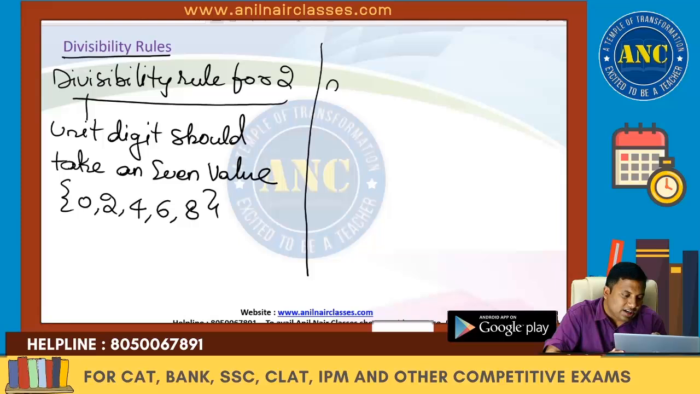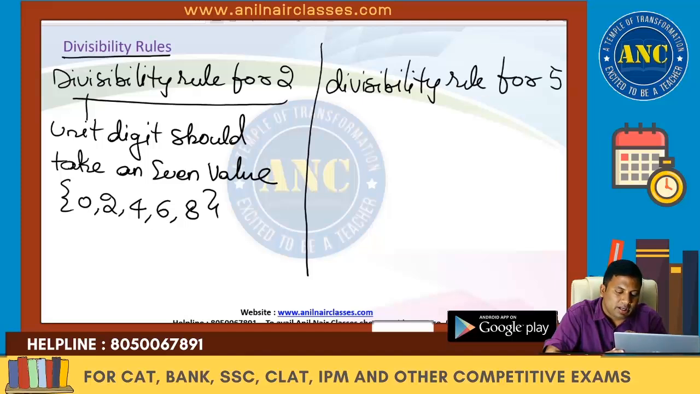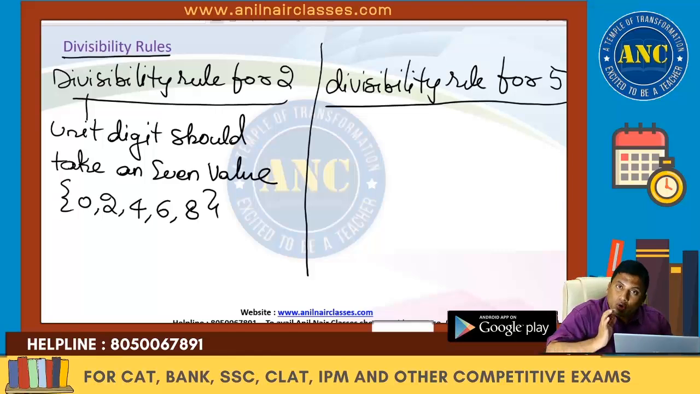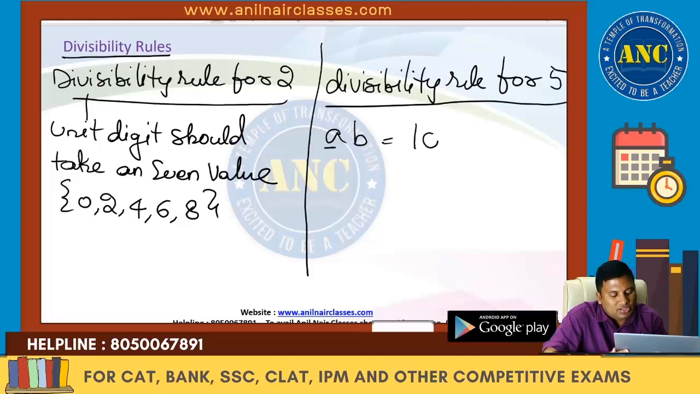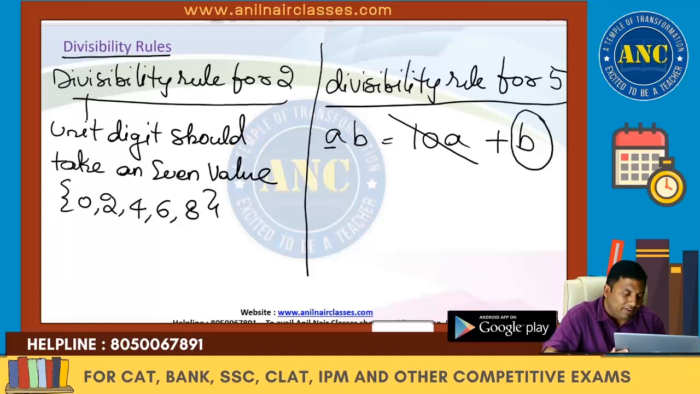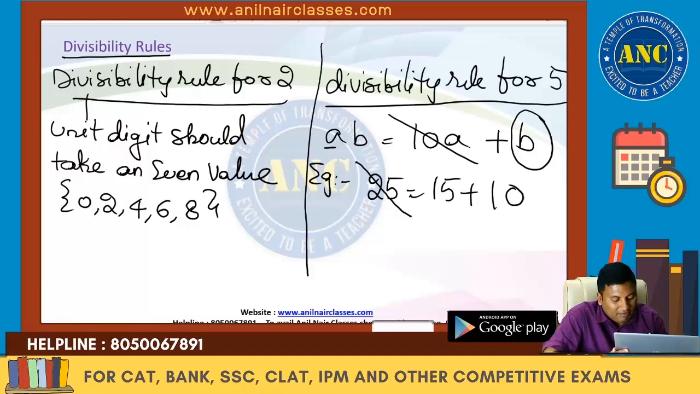Similarly, what is the divisibility rule for 5? Because I explained it for 2 with multiple examples, for 5 I will restrict it. If I take a 2-digit number AB, A is there in the tens place, so it is nothing but 10A plus B. 10A is divisible by 5. That means B should be divisible by 5. Example, 25 is equivalent to 15 plus 10. 25 is divisible by 5, 15 is divisible by 5, 10 should be divisible by 5.